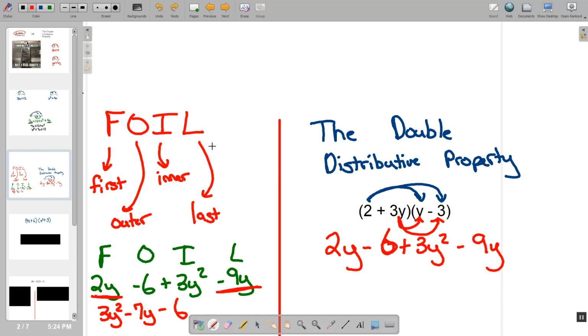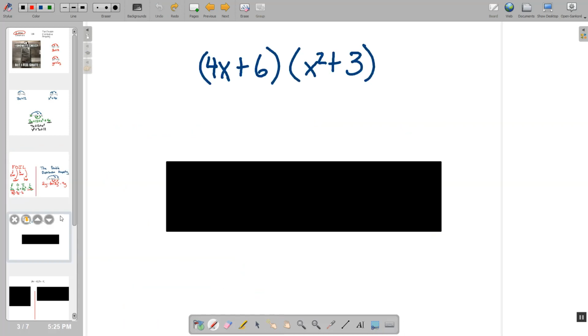And I end up getting the exact same answer here on both sides. So, foiling and the double distributive property are exactly the same thing, but you are far more likely to hear foiling when you're in high school. So that brings us to the last question. Why does Mr. Schmidt prefer the double distributive property instead of the word FOIL? What's the difference? So let's show you why.